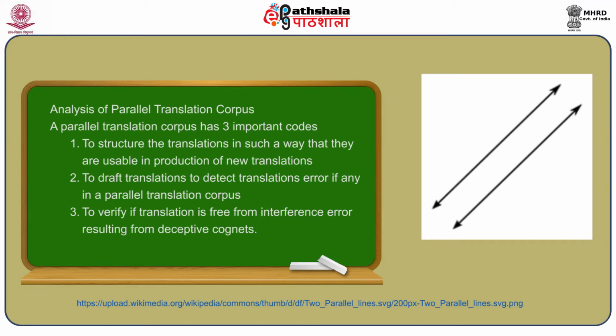It is possible to certify that a translation is complete in the sense that larger units, pages and paragraphs and sections of the source language text are properly translated in the target language texts. Last, to verify if any translation is free from interference error resulted from deceptive cognates. For instance, we know that the Hindi word sandesh means news, while in Bangla the word sandesh means a kind of sweet. They cannot be treated or accepted as good cognates for mutual translation, although they appear similar in form in the two languages.